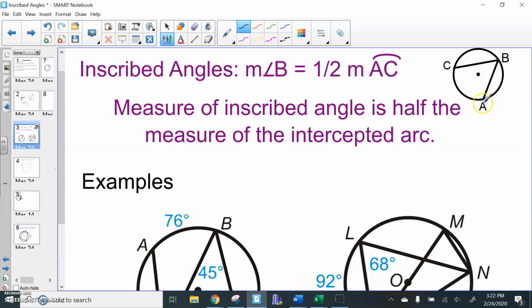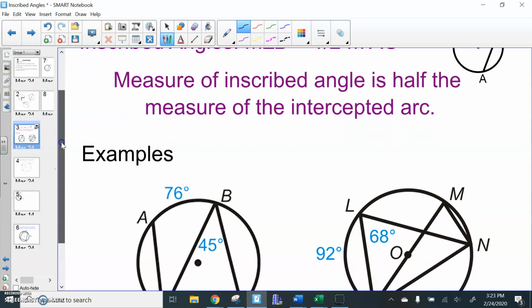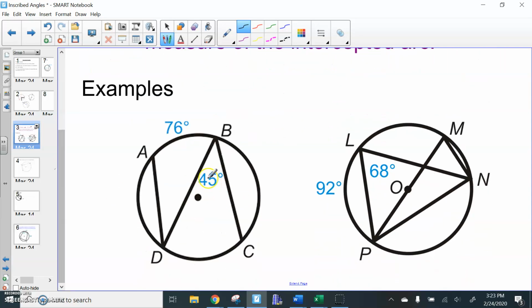So the arc is double the angle, or the angle is half of the arc. So let's say my angle here is 30, then the arc AC is going to be 60. So the measure of an inscribed angle is half the measure of the intercepted arc. Okay, so I've got a couple examples here.